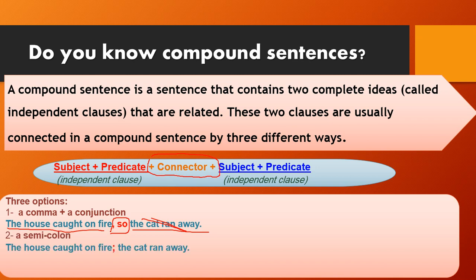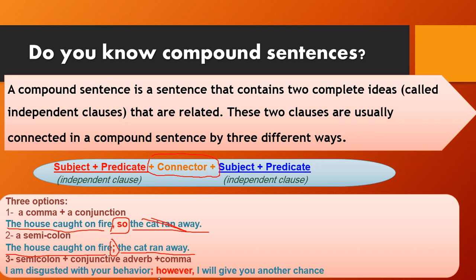The second one is called the semicolon. In the same sentence, we have its own 2 independent clauses: the first one, and the second one, the cat ran away. And instead of the comma and the conjunction, I use a semicolon only. Both are correct, it's up to you.